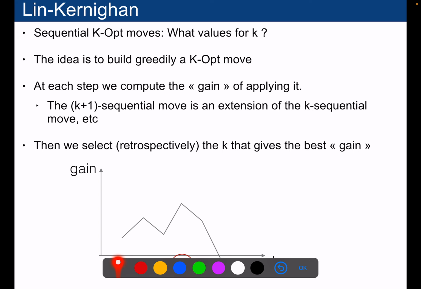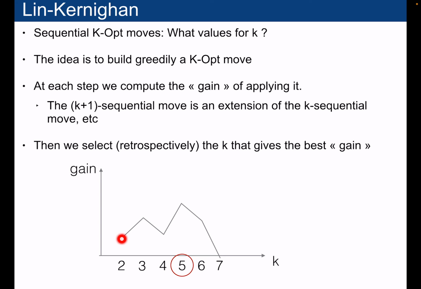As long as the gain is positive, we continue. So first you have the 2-opt move, then the sequential 3-opt, sequential 4-opt, sequential 5-opt, and you see that from the 3 to the 4, we have decreased a little bit again. So the sequential 4-opt move that we have seen so far is a little bit less good than the sequential 3-opt move just before. That's not a problem. We continue until it becomes negative. And at that point we stop.